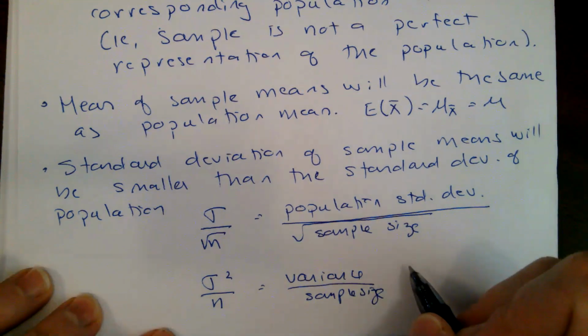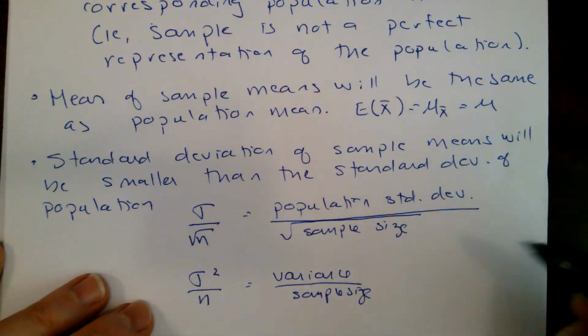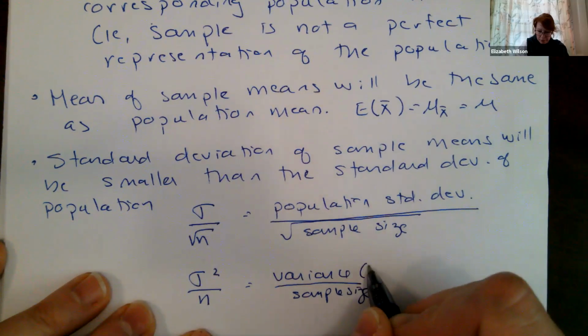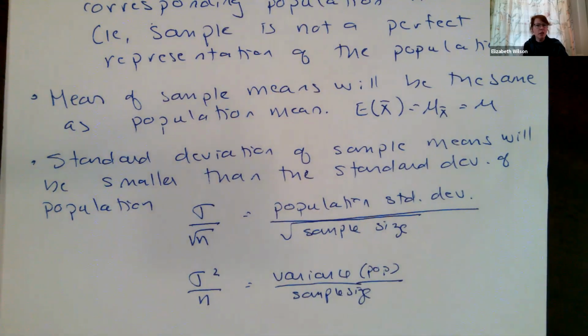It's also the population variance. Yeah, variance population. Yep. And we'll tell you that in the problem. So say the population standard deviation is this, and so you'll know.